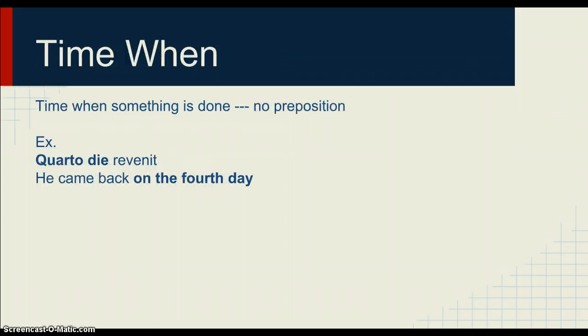Time when: the ablative describes the time when something is done, and this one does not use a preposition. For example, quarto die revenit: he came back on the fourth day.